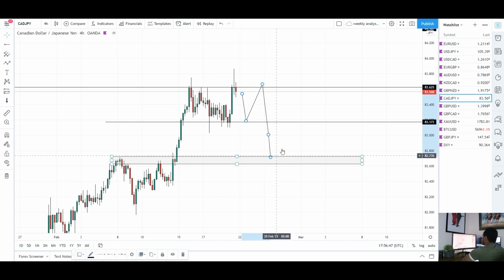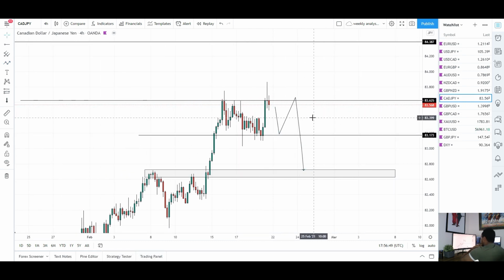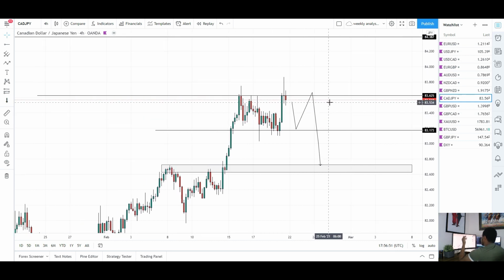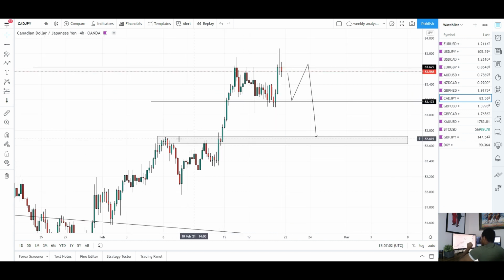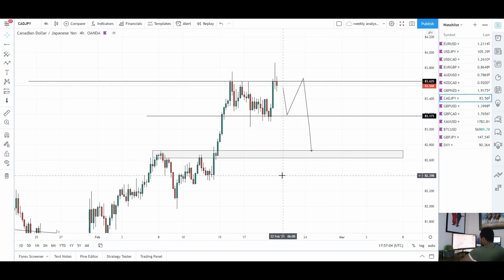So for next week for CAD JPY, expecting to see a bit of consolidation, and it just depends which way we break. If we break to the upside, we're going to come into that 84, and we can test that weekly level, and probably from that point expect to see a bigger move to the downside. If you do take out this swing low here, I do expect to see a move back into this area of resistance, now turned support.